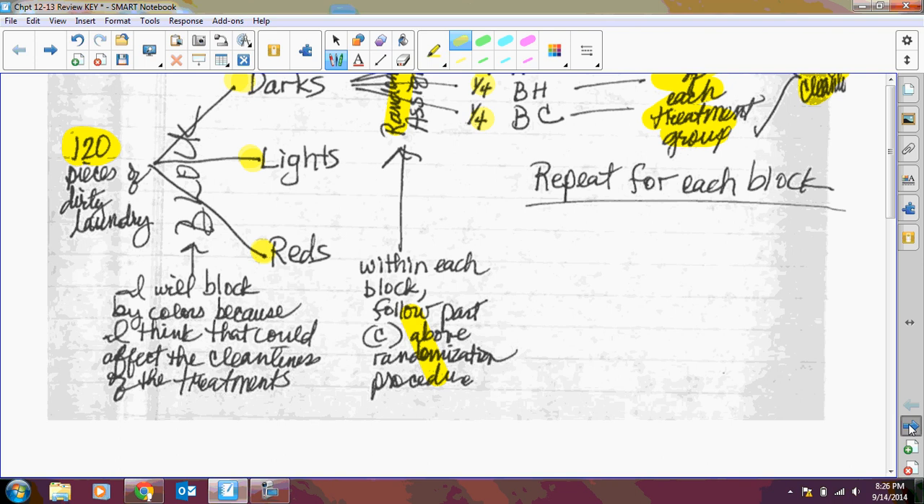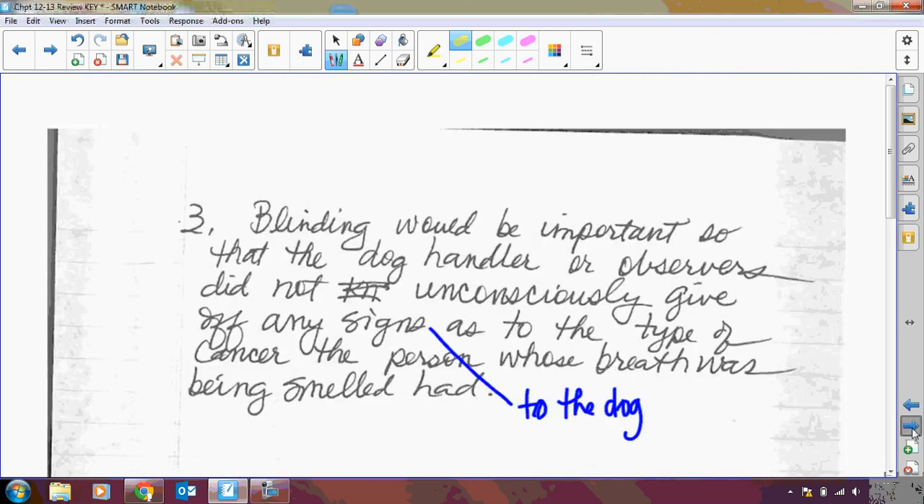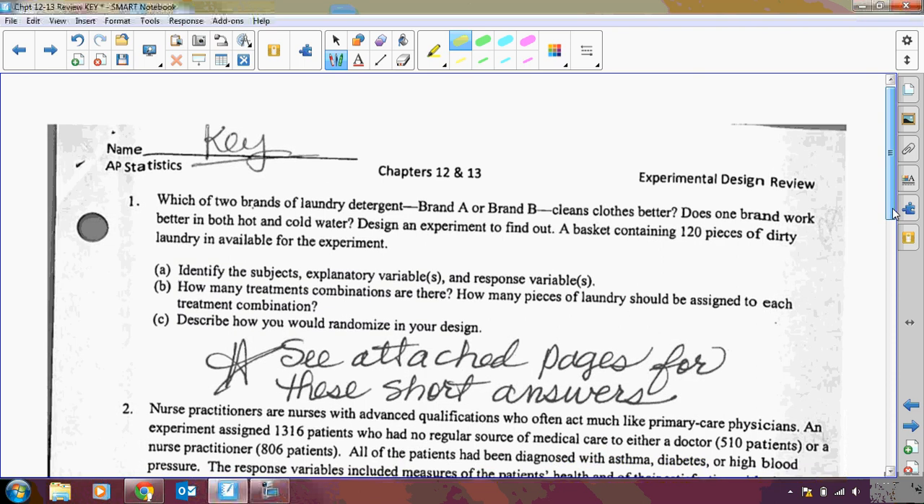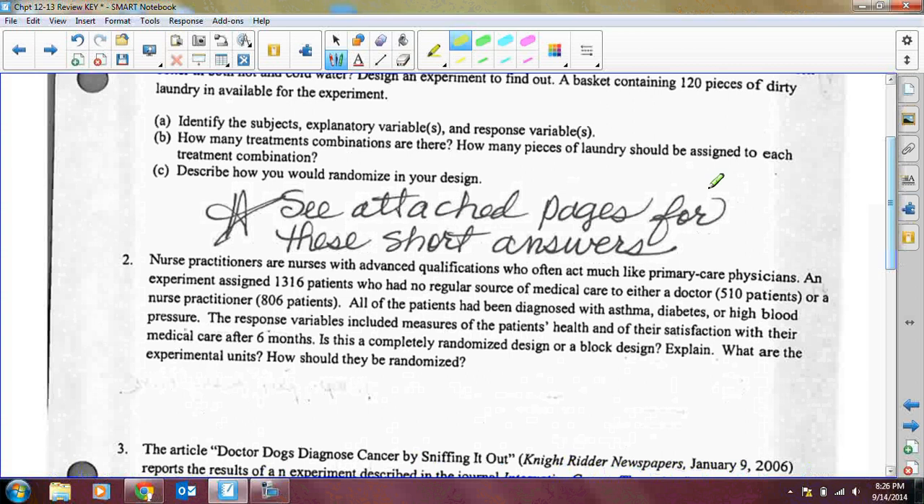Second problem is the problem about the nurse practitioner versus the doctor. And so what happened was when you first read this, it mentions how it takes the 16 patients who had no regular source of medical care, so they're all without regular care. They put 510 with the doctor and 806 with the patients. Now, from the way this reads, it says that the experiment assigned 13 and 16 and it split those up.